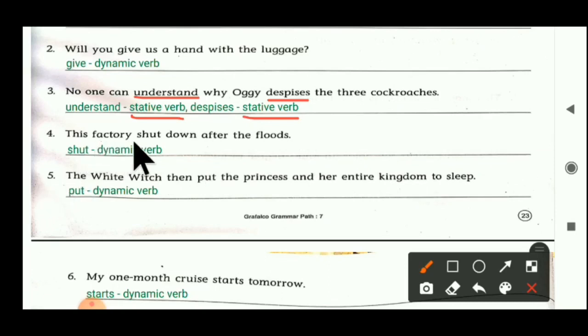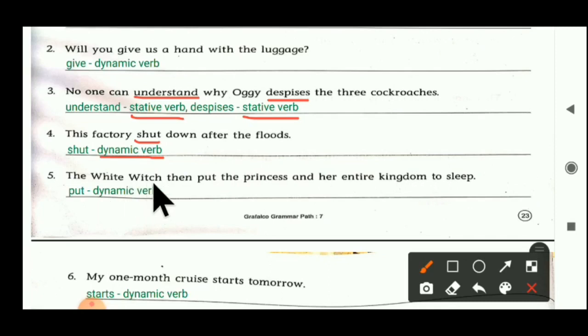Now next one. This factory shut down after the floods. Here shut down is a verb. It shows an action, so we can say that shut is a dynamic verb here. Can you understand? Next one is there.